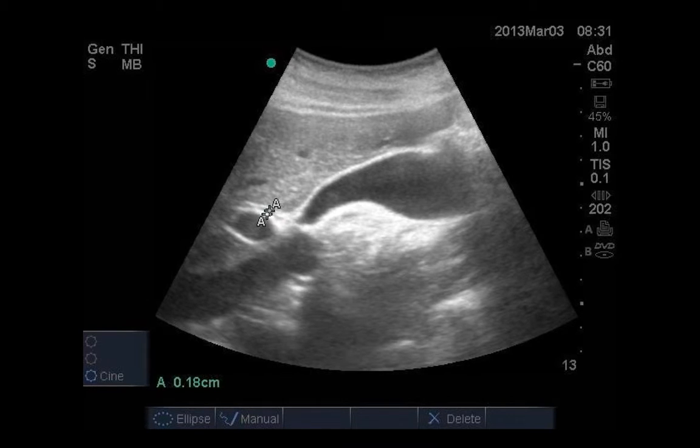This image brings us to our next measurement as well, which is the common bile duct. It is measured from interior wall to interior wall. A common bile duct that is dilated suggests obstruction, and this is the second measurement required for a complete evaluation of the gallbladder. The common bile duct is typically less than 6 millimeters in the transverse diameter.